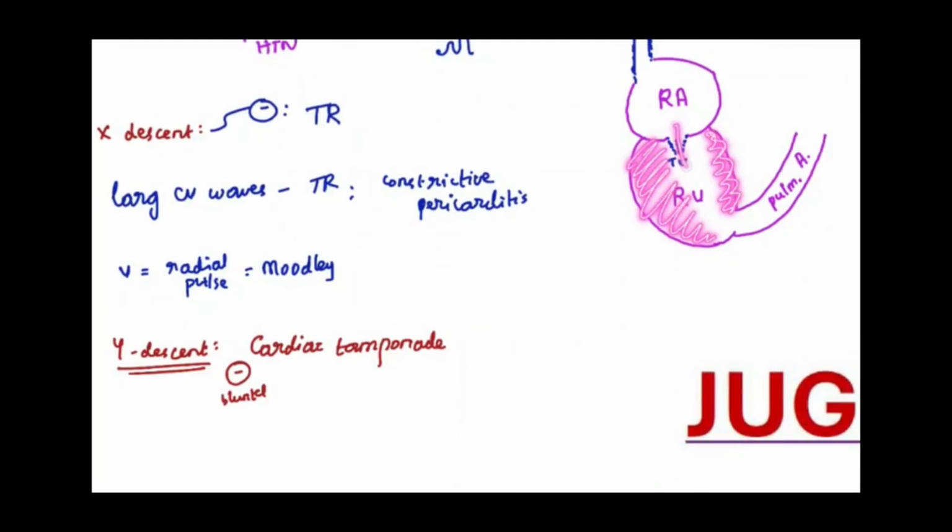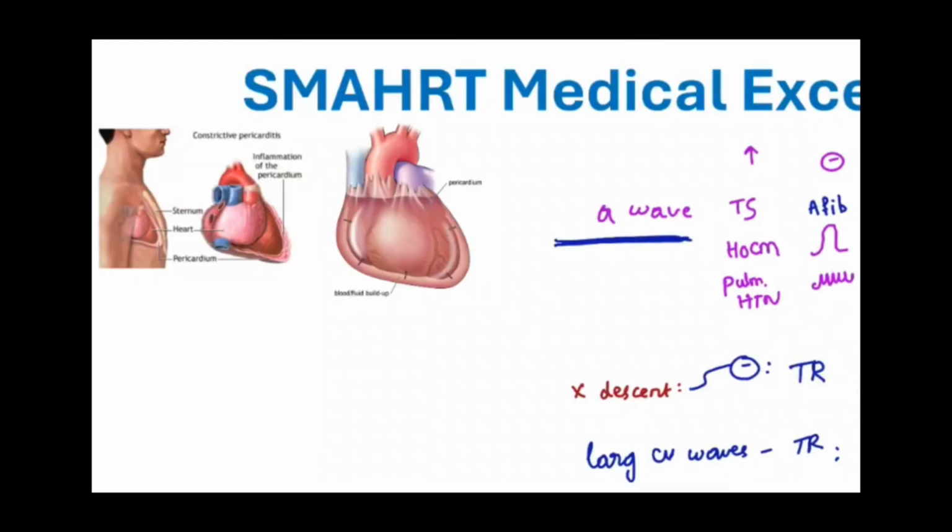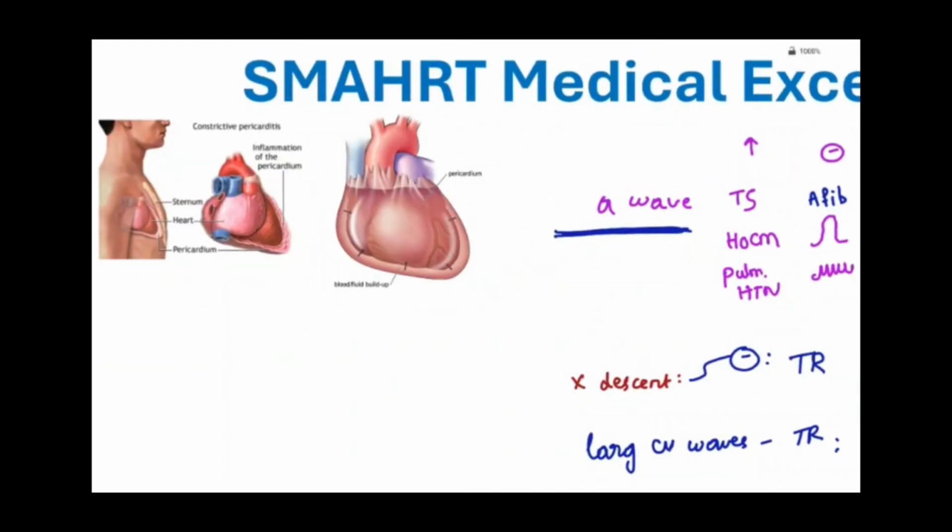Now if that emptying, the filling of the ventricle, doesn't happen, then Y descent will not happen, and that is because the ventricle already contains the blood. This is cardiac tamponade. Okay, everyone, stop now. I'll explain in detail again.